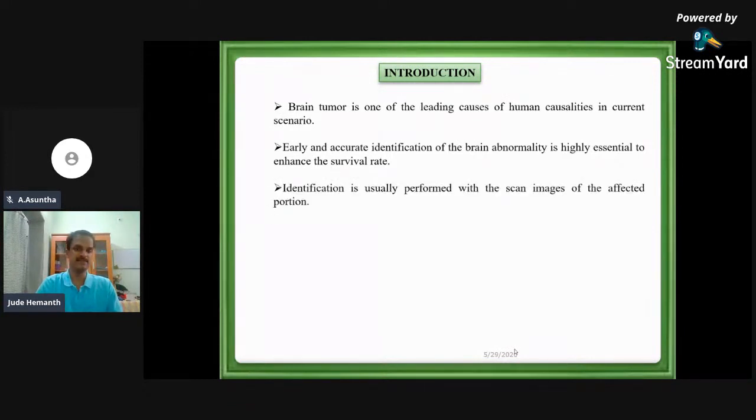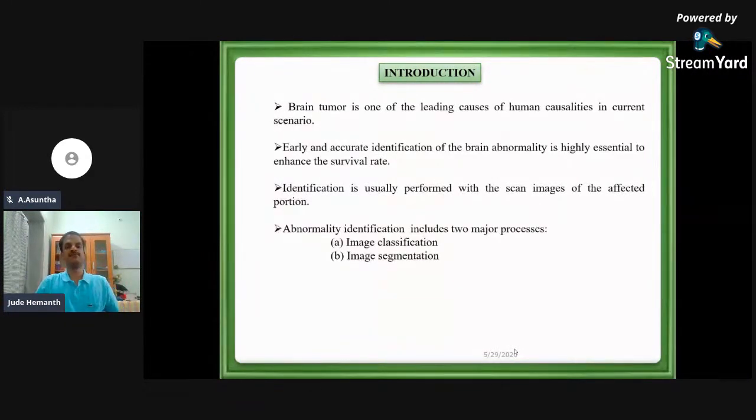Remember, this system is only to assist the doctors. We are not going to replace the doctors. It is going to assist them so that they can take a better decision. Abnormality identification includes two major processes, and these are the two things you must always keep in mind. Image classification is different from image segmentation. These two go hand in hand, but they have a difference.